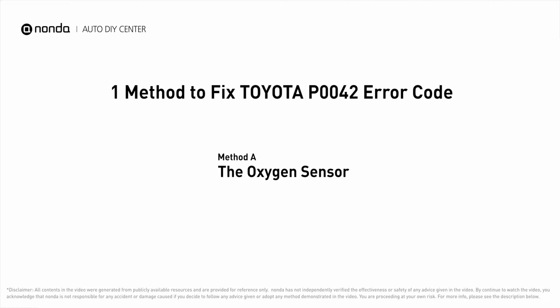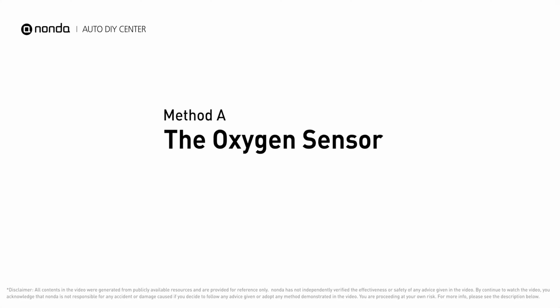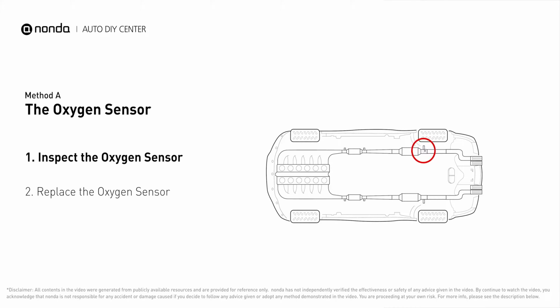Here is one of the most practical solutions to fix Toyota's P0042 error code. Method A, the oxygen sensor. This oxygen sensor is located right after the catalytic converter. Bank 1 is on the side with the cylinder number 1. Sensor number 3 is downstream of the last catalyst in the exhaust system.